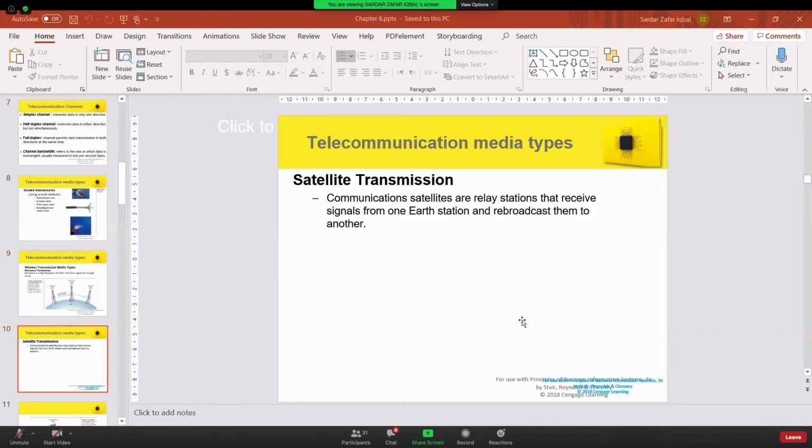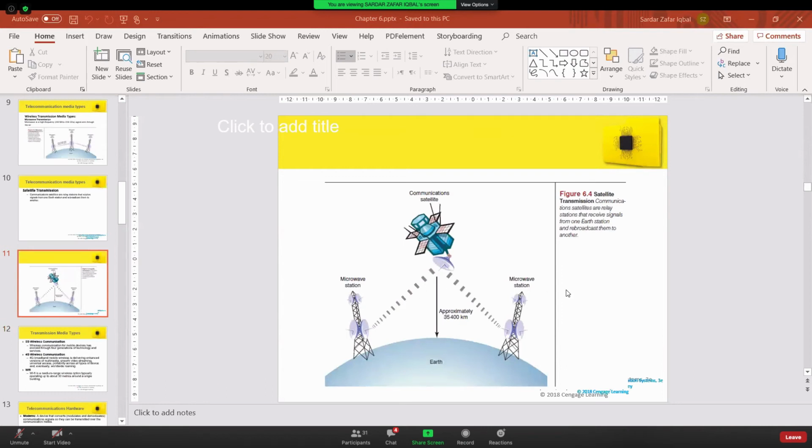So then we have another type, satellite transmission. The communication satellites are relay stations that receive signal from one Earth station and rebroadcast them to another station. Now you can see the figure and the improvement here. We do not need the line of sight now. One tower will send the data to the communication satellite, and the satellite will send the data to another tower. Okay, is that clear, guys? Yes.